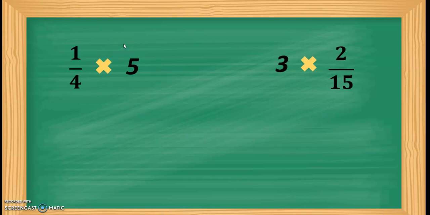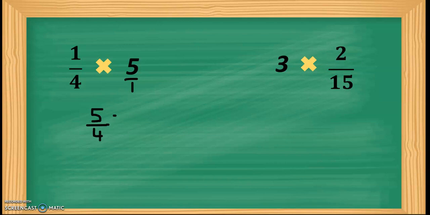Let's try another example. We have 1 over 4 being multiplied by 5. So we have a quarter being multiplied by 5. The first thing we should do is put the 5 over 1 and then multiply. Now remember, we multiply the numerators and the denominators, and then we're going to simplify if possible. Now 5 times 1 is 5. And 4 times 1 is 4.